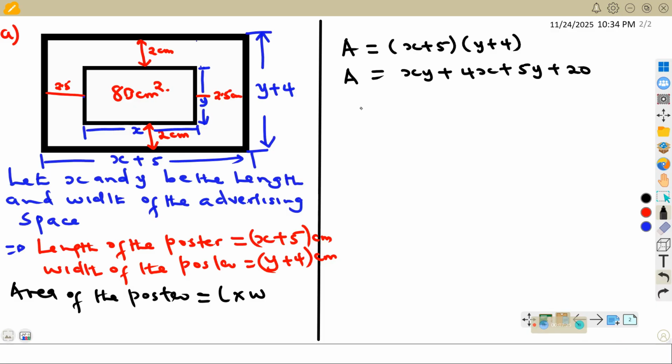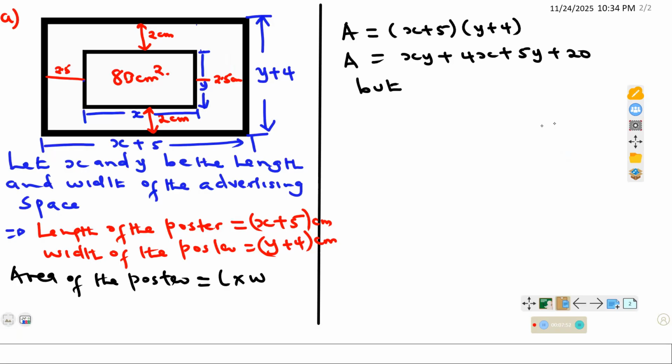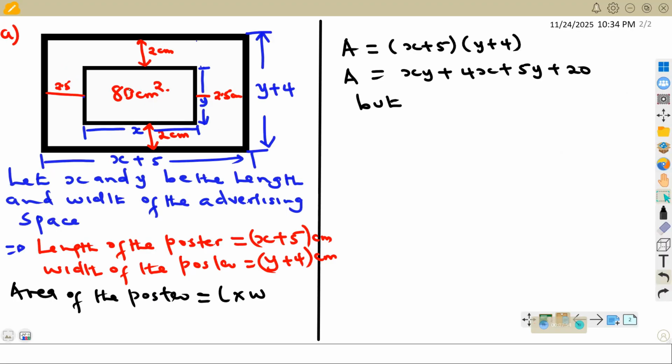But we know that the area of the advertising space must be 80 centimeters squared. That is the information we are told. We are told that she wants to minimize the area to save printing costs while ensuring the ad text fits perfectly in 80 centimeters squared space, meaning that this advertising space should remain 80 centimeters squared.